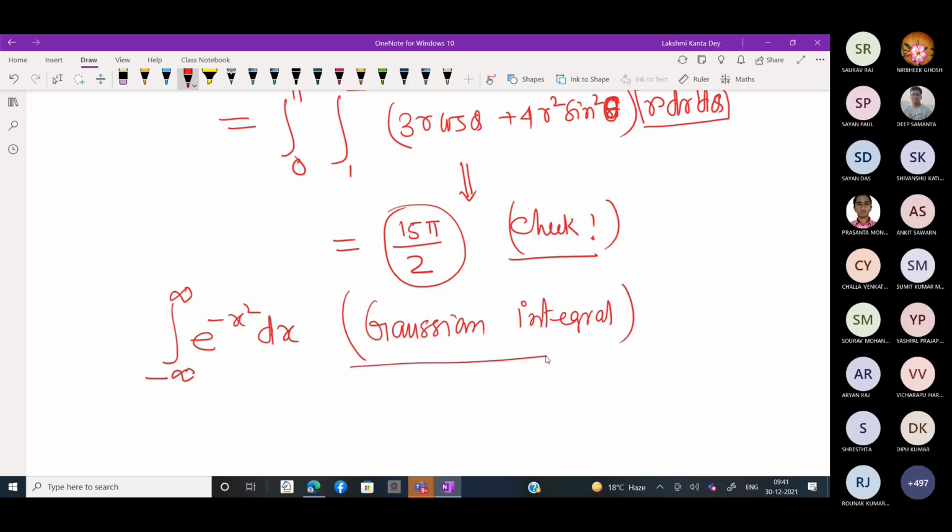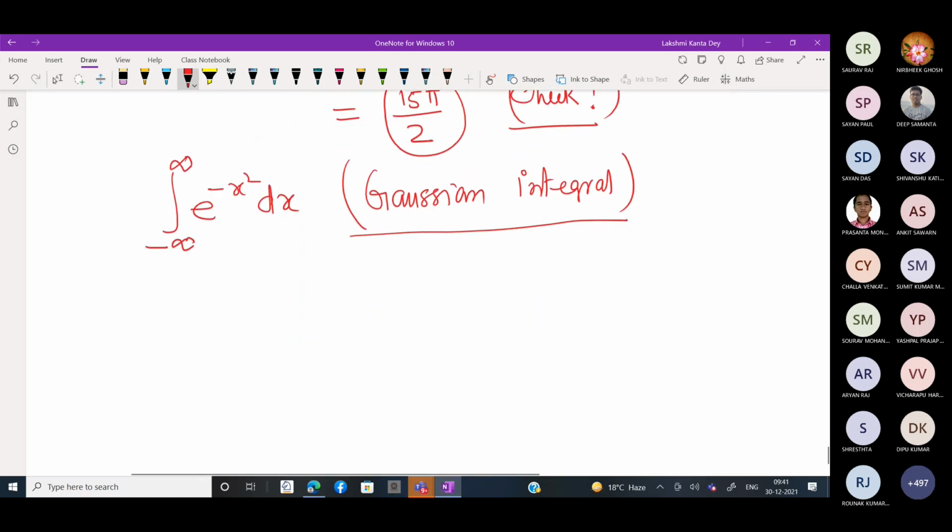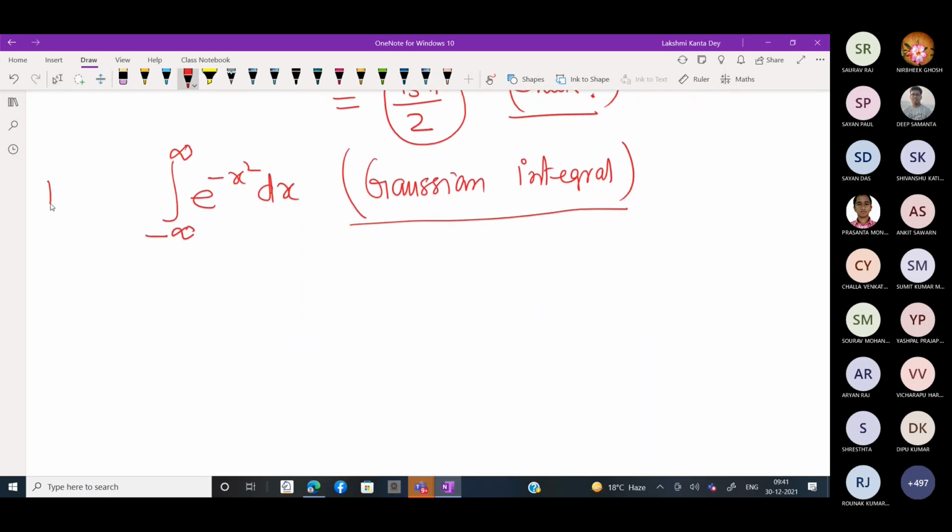So it is a very interesting integration, and its value all of you know. Now how to do that? Using double integration we can find this integral. This is example 4. Now we start with our simple double integration.